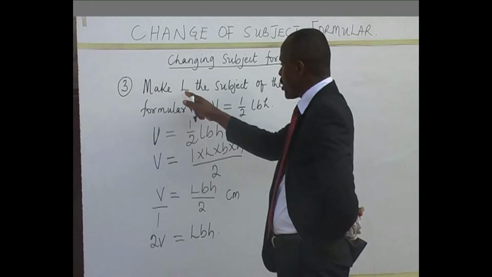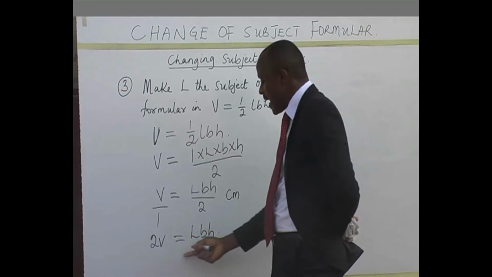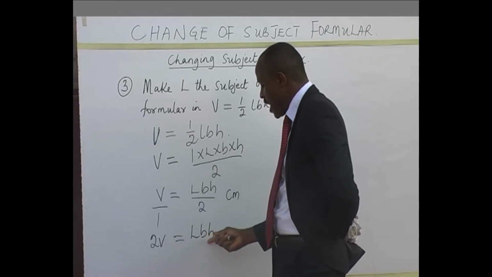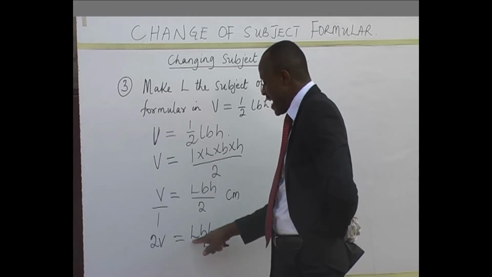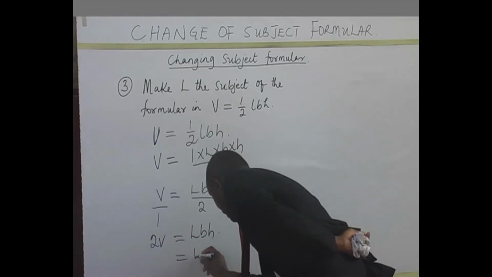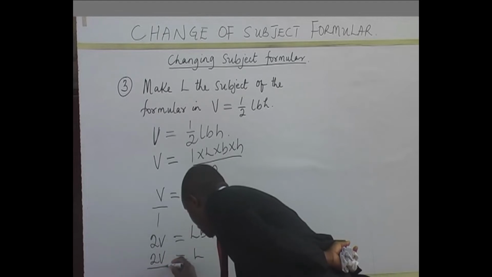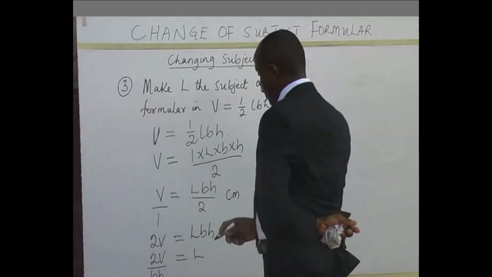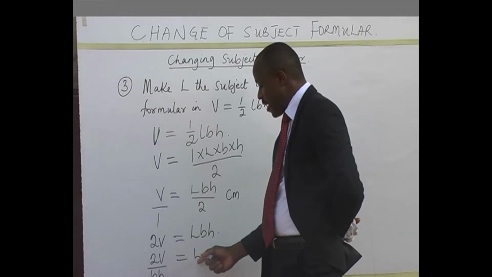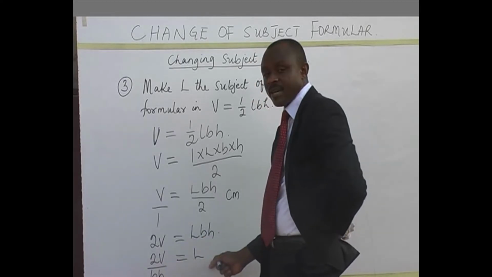Now, since the question says you should make L the subject of the formula, that means you are going to divide both sides of the equation by BH, because that is the only thing you do to eliminate BH from the right-hand side of the equation and leave only L on the right-hand side. When you do that, you discover that you have only L on the right-hand side of the equation, and the other side of the equation will now be 2V all over BH. You have made L the subject of the formula here. If you like, you can just write L on the left hand side is equal to 2V all over BH on the right hand side.